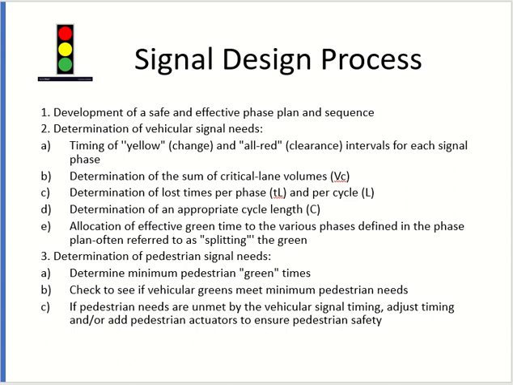Phasing plan means decide which movements can go in a phase. Decide the combination of movements which you can assign to a phase. This depends upon the intersection design. We will discuss it later on. So this is the first step. But the main idea here is do not combine the movements which are conflicting. That will be unsafe.